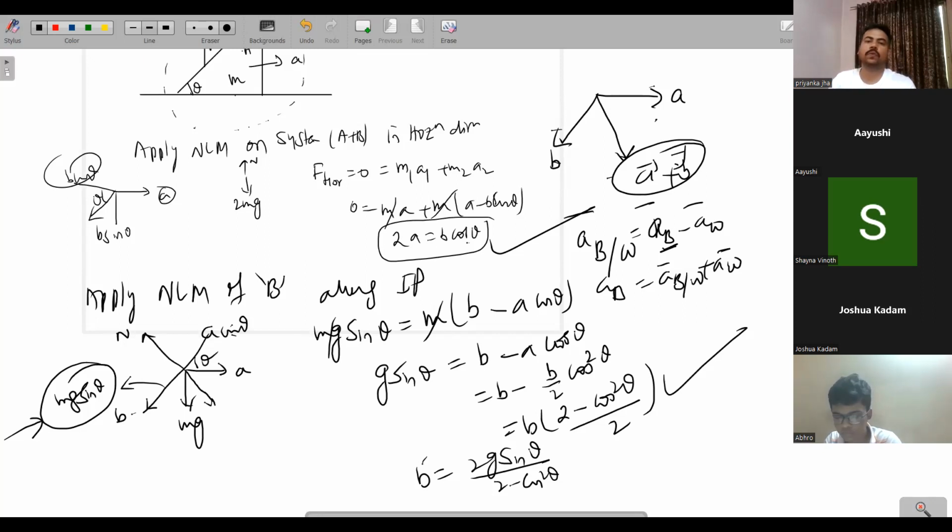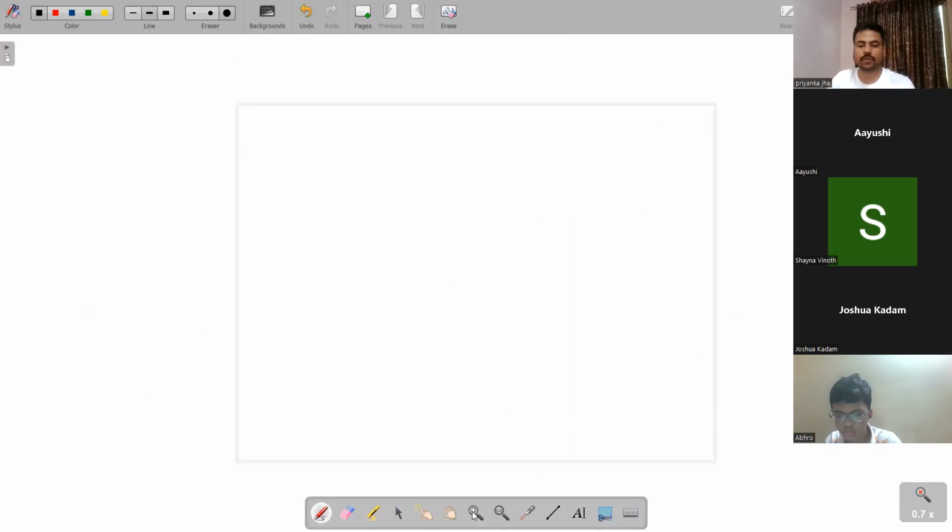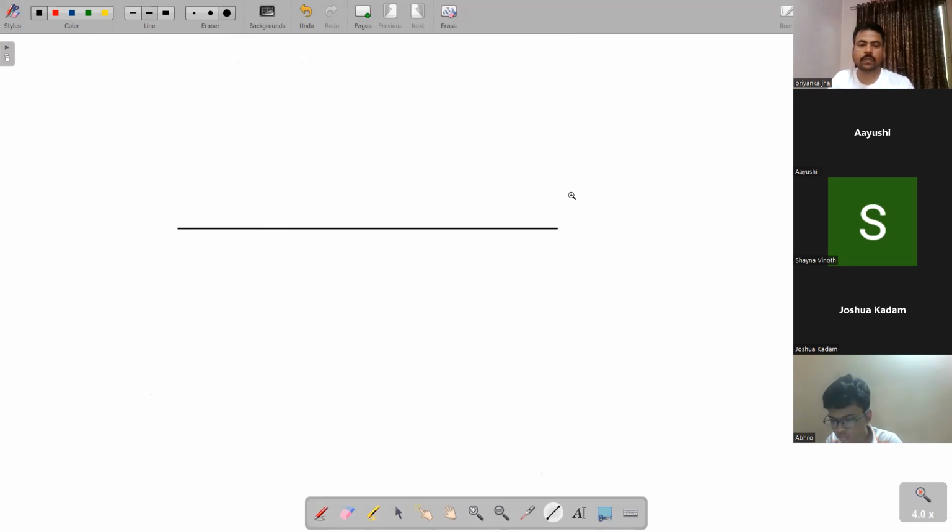Chalo, I'll give you one question. You have to solve. This is ground, smooth. This is the wedge. Its mass is capital M. This angle is theta. One block is kept over here. Its mass is small m.